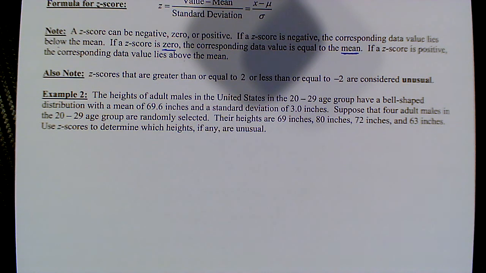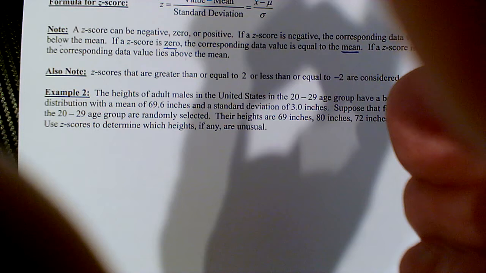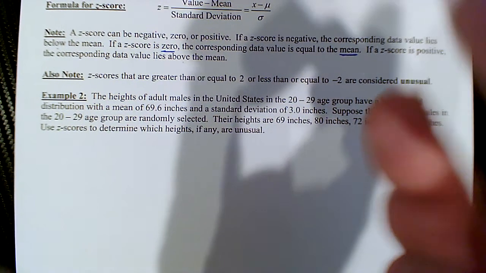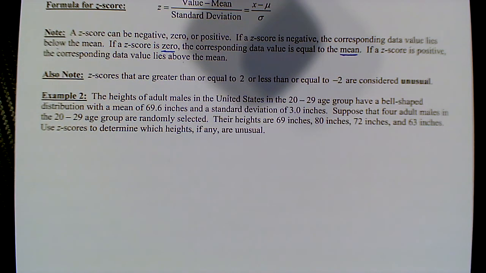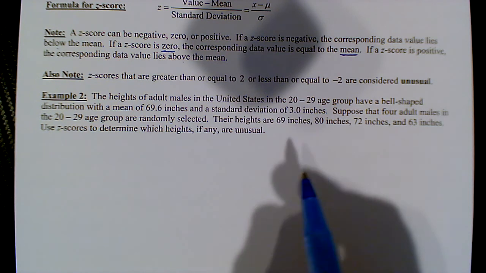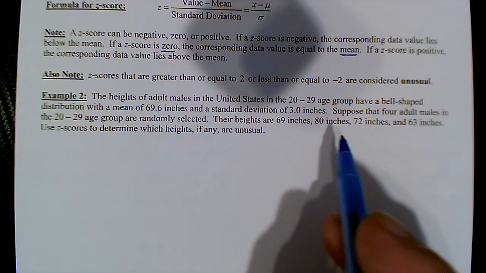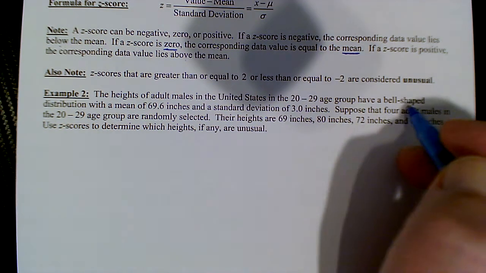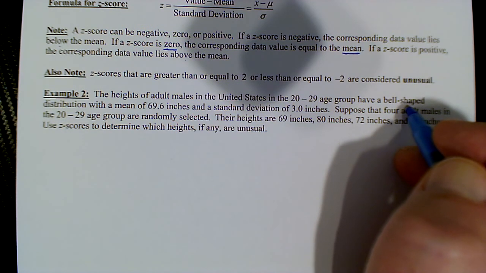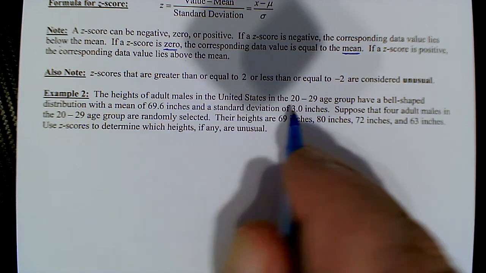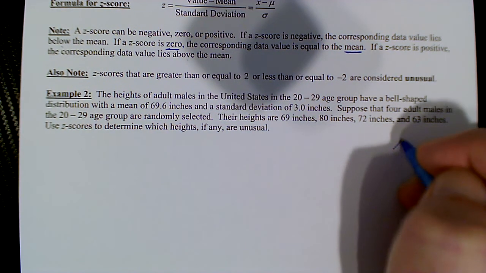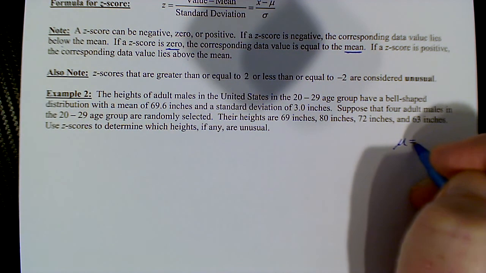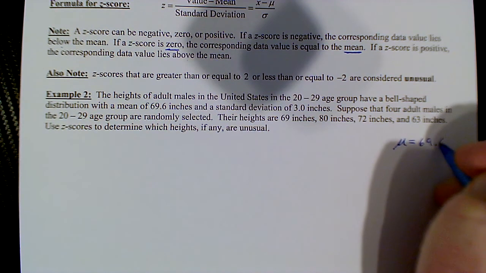So we have a couple examples here. First off, the heights of adult males in the U.S. in this age group. Bell-shaped curve, so it tells us it's normally distributed, and gives us the mean and the standard deviation. So maybe off to the side I'll write mu is 69.6, sigma 3.0.